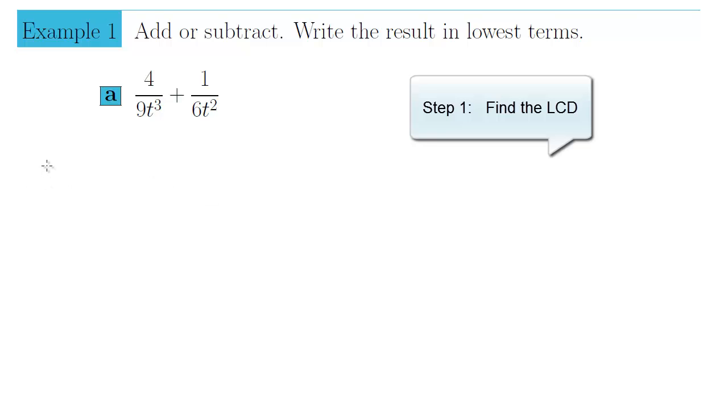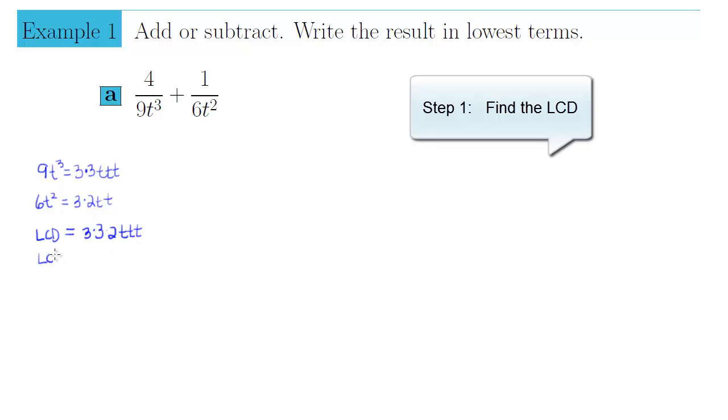Let me write down 9t cubed into prime factors. 9t cubed is 3 times 3 followed by a product of 3 t's. Similarly, 6t squared into prime factors would be 3 times 2 and then a product of 2 t's. The least common denominator, the smallest expression that both 9t cubed and 6t squared divide into, consists of two 3's, one 2, and three t's.